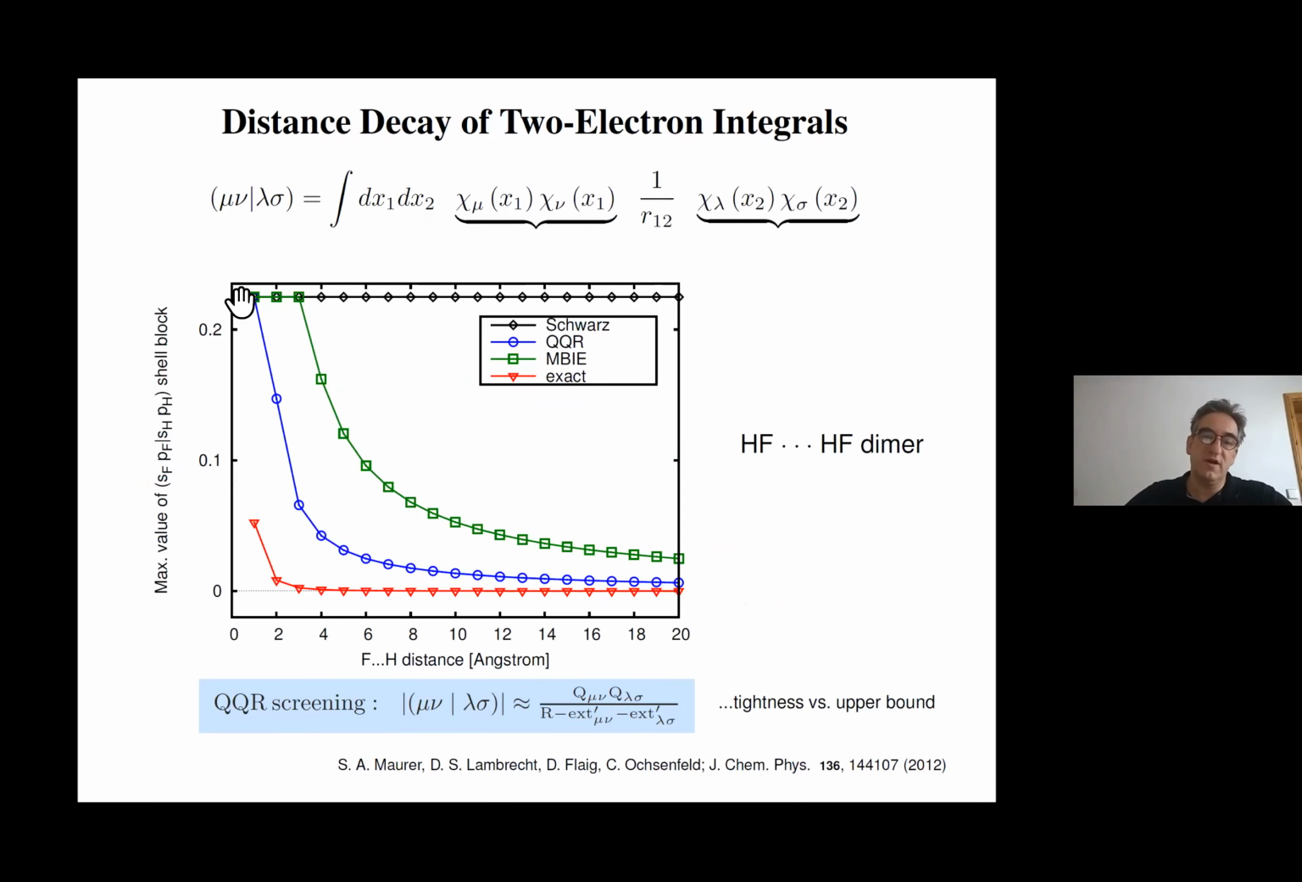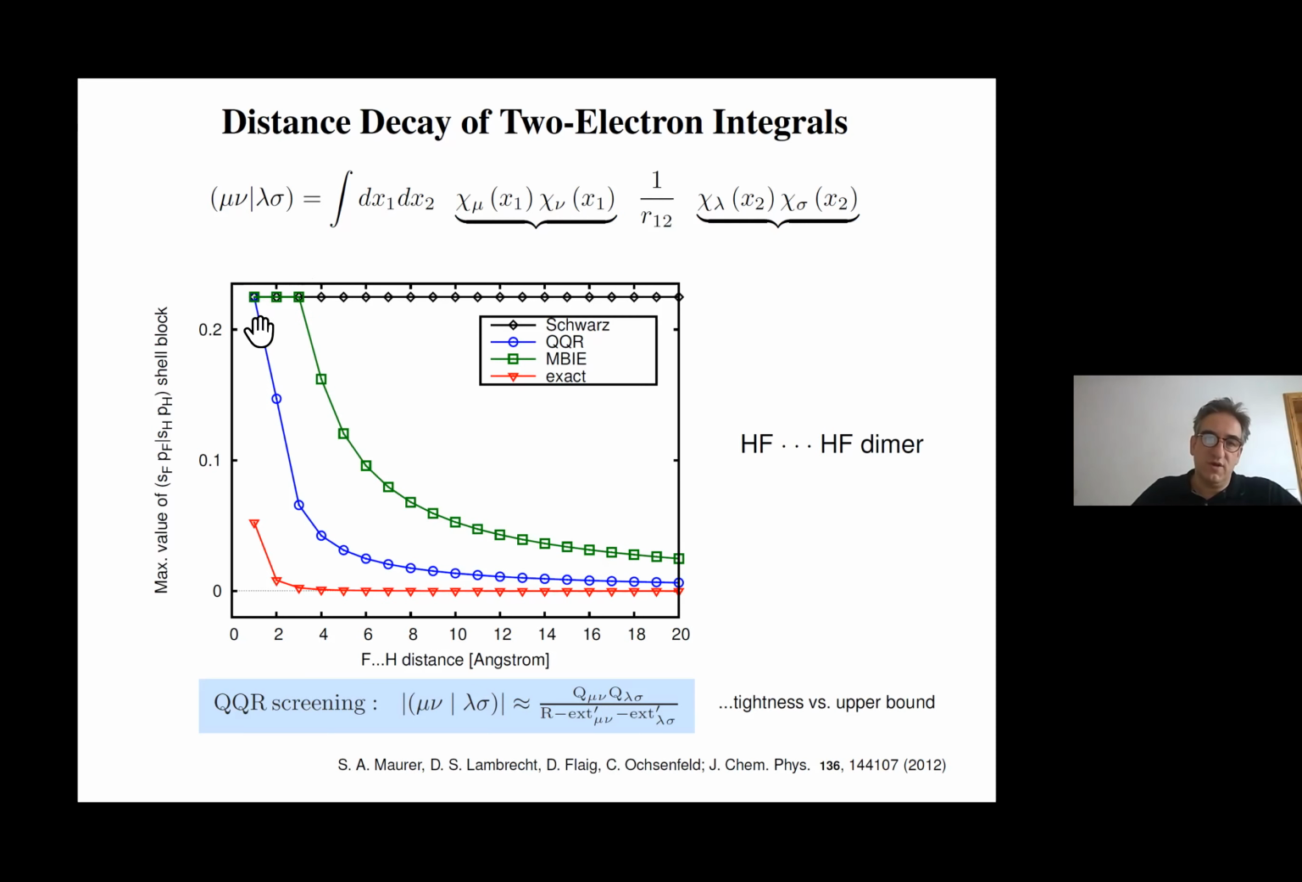Let me illustrate this. If we plot here the size of the integral with respect to the distance of these two charge distributions, then the exact behavior is here the 1 over r behavior. The Schwarz estimate here in the upper part has no information on the distance of the two charge distributions. In order to get this distance information again into our integral estimates, we first formulated the so-called multipole-based integral estimates, which allow to reintroduce this 1 over r coupling.